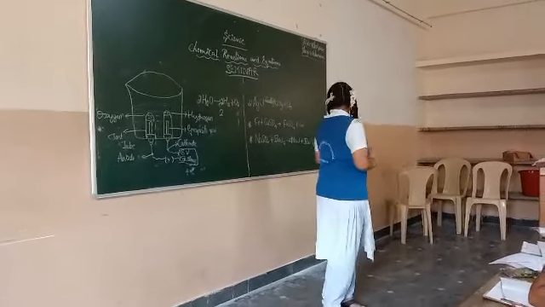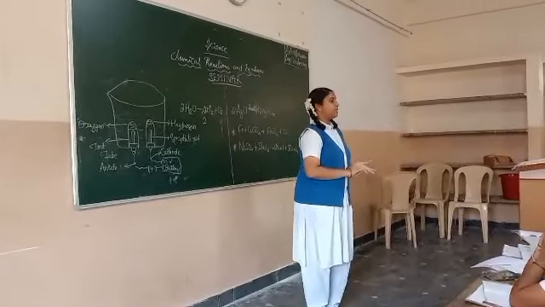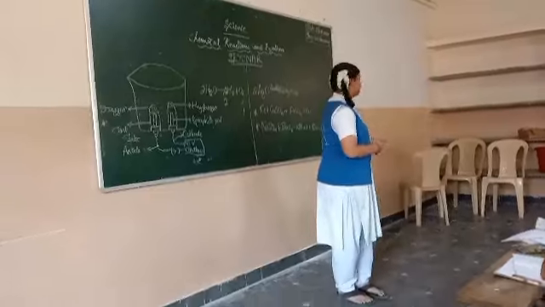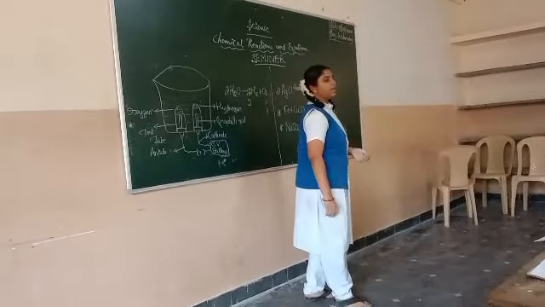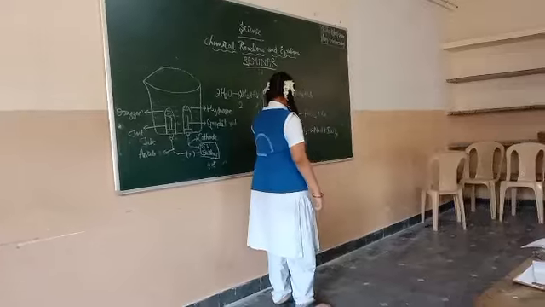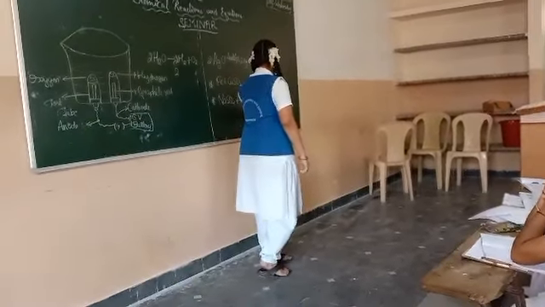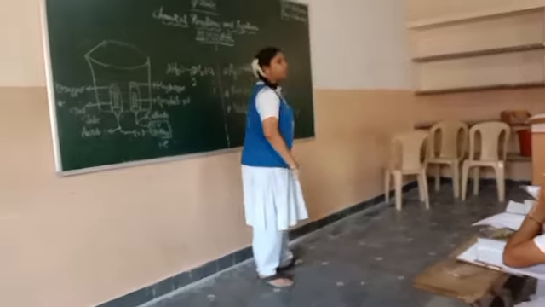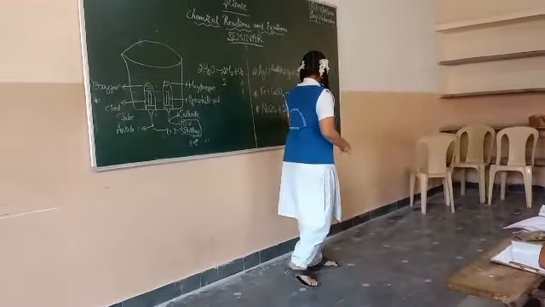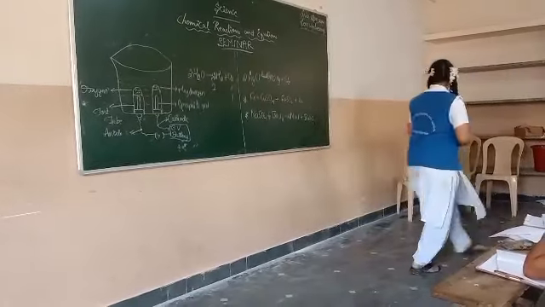The next type of chemical reaction is the double displacement reaction. In this reaction, the exchange of ions takes place. The example of this reaction is Na2SO4 plus BaCl2 gives rise to 2NaCl plus BaSO4.